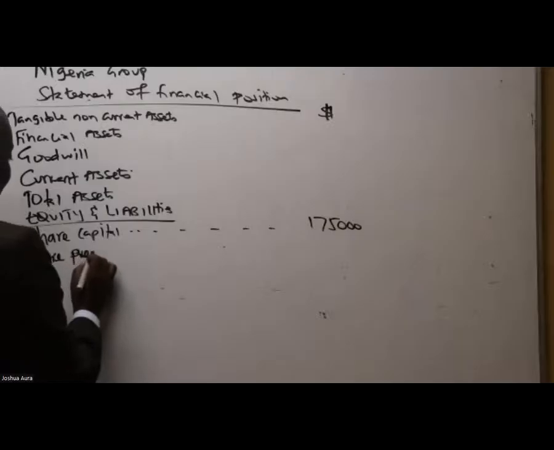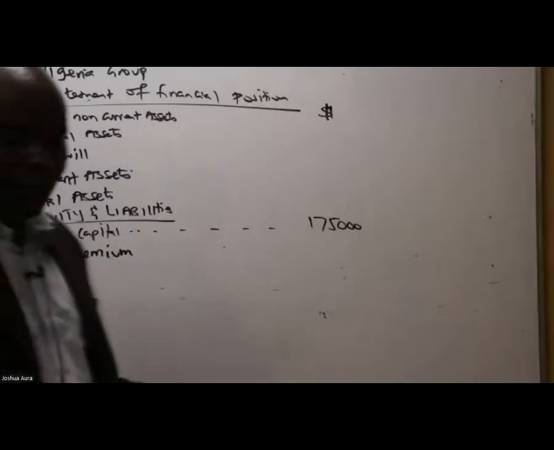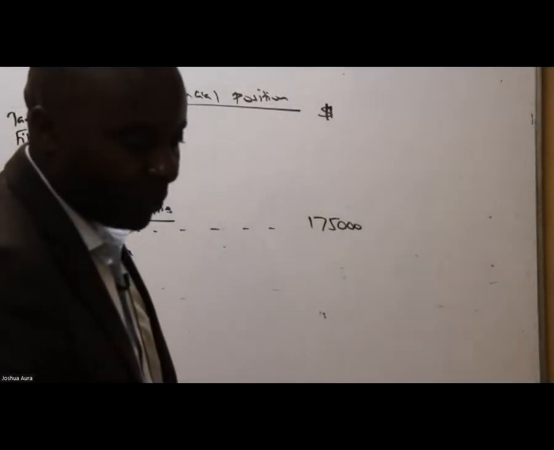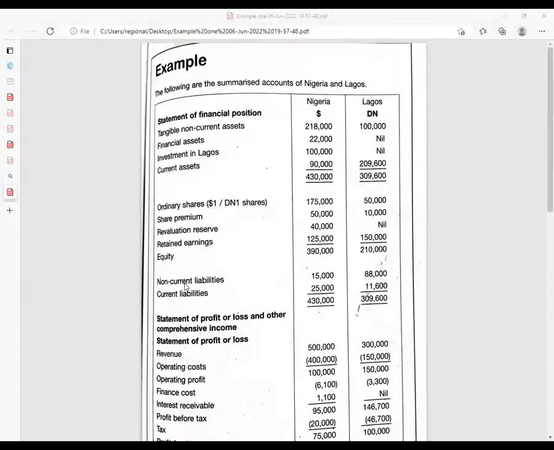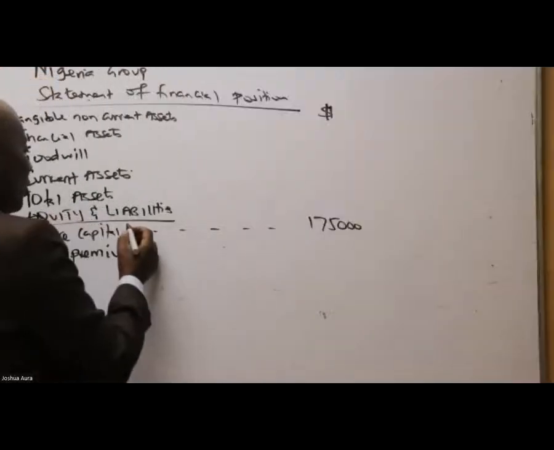So what do I have here for share premium? For share premium, the same: you pick the one of the parent. These are the free marks I'm talking about. So share premium, 50,000. I'll pick it the way it is. The parent only. If I were you, I would have written here parent.